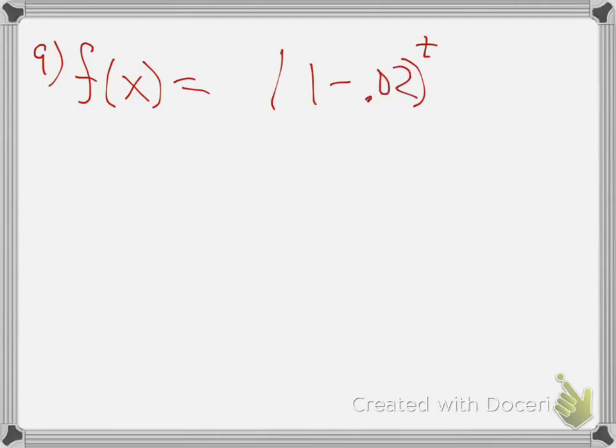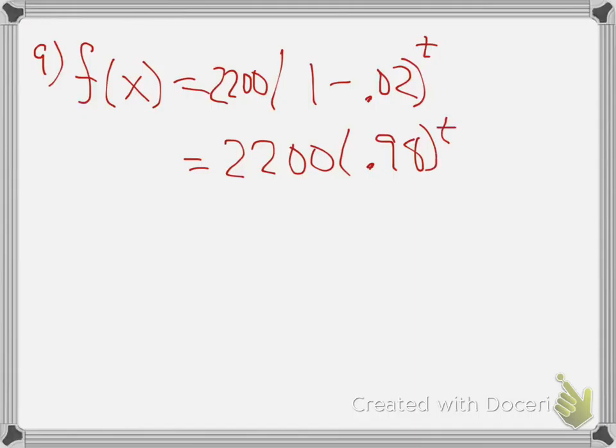Okay, number 9. In 2015, 2,200 students attended Polaris High School. The enrollment is declining at a rate of 2% annually. What's the expected enrollment in 2030? Okay, so what we look at here is that we have, again, a growth. I'm sorry, not a growth, a decay, because we're losing students. Okay, we're losing 2%, so that's 0.02, and they started out with 2,200. Subtract that, you get 2,200 times 0.98 to the t. There is your general formula.